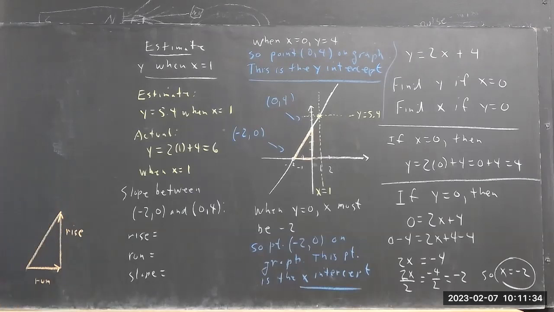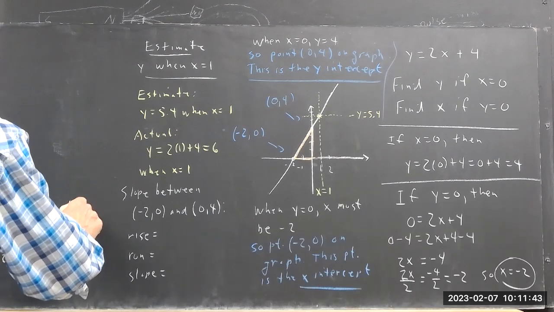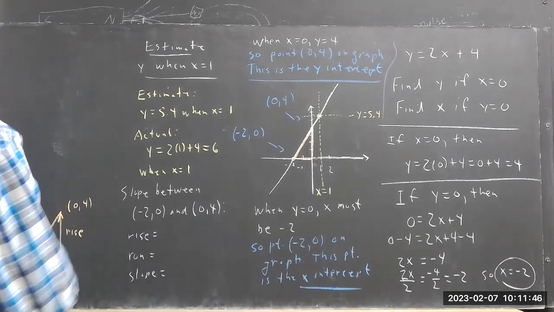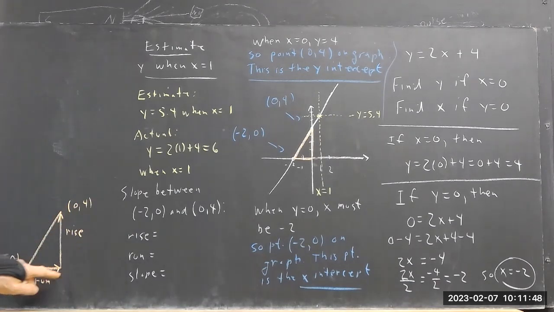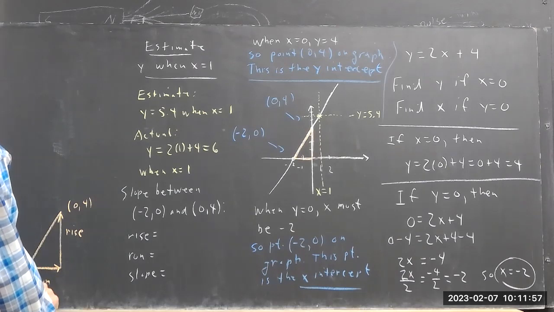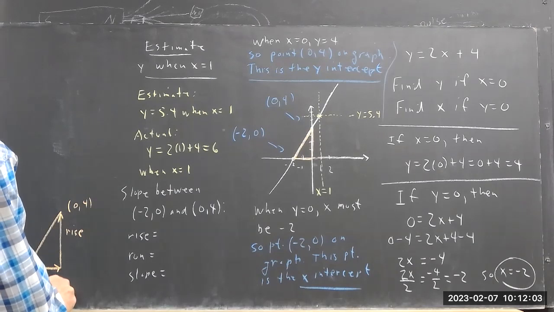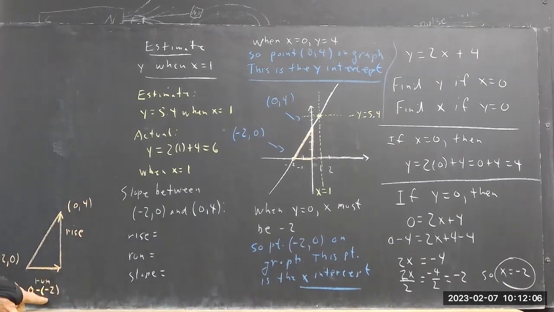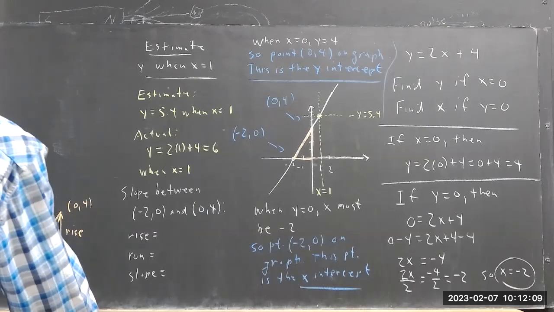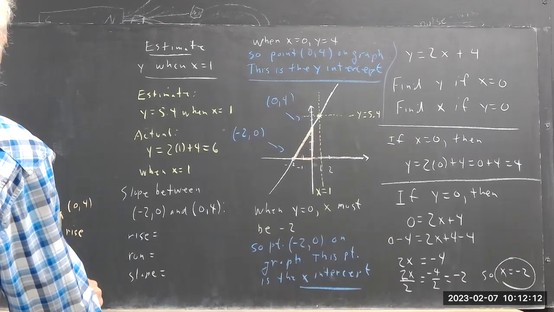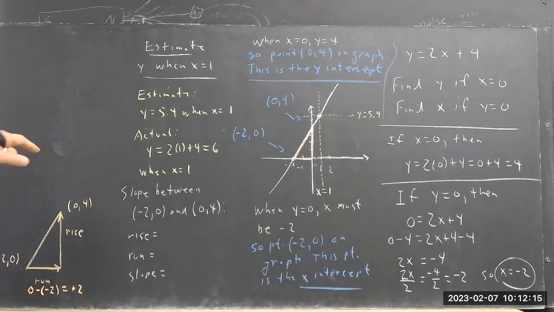Now I can say the run is what? Well, this point here is (-2, 0), and this point here is (0, 4). If I'm going from here to here, my x coordinate goes from -2 to 0. Well, the run is then going to be where we end up minus where we start. That would be 0 minus -2, which equals, of course, +2.